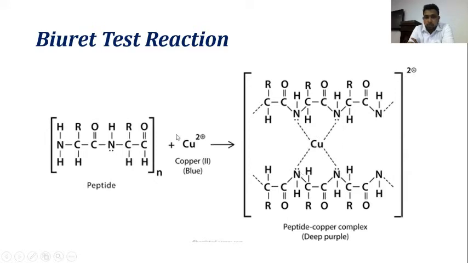So other groups, you know that in an amino acid, there's an R group, a carboxylic group, and two other groups. What forms the complex is only the peptide bonds, not other groups. So this can form complexes with peptide-like bonds. That's the limitation of this test.